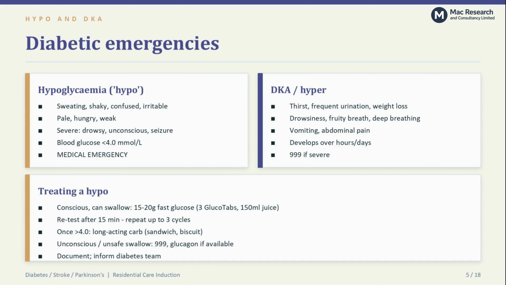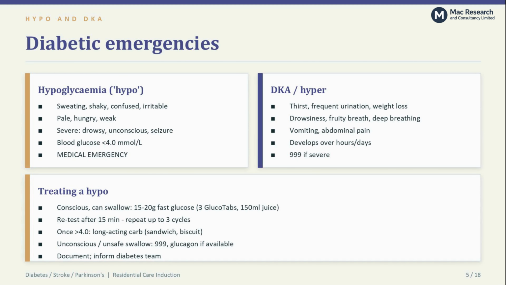DKA, hyperglycemia. Thirst, frequent urination, weight loss, drowsiness, fruity acetone breath, deep rapid shallow breathing, vomiting, abdominal pain. Develops over hours to days. 999 if severe.